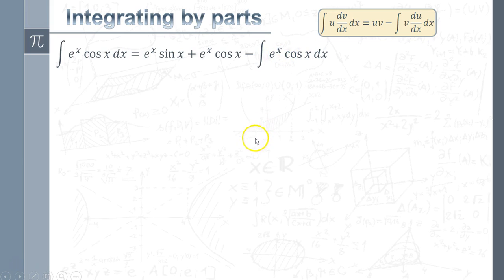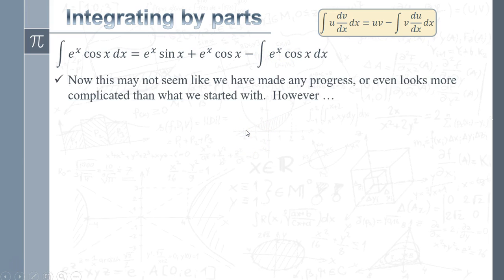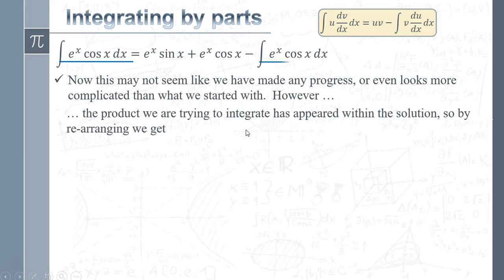What the heck is going on? Well, here we go. Now, if you'll notice, the product that we're trying to integrate now, this bit here, is the same as this bit over here. So this was where we started originally, and this is now contained within it. So what we can do is just do a bit of rearranging.